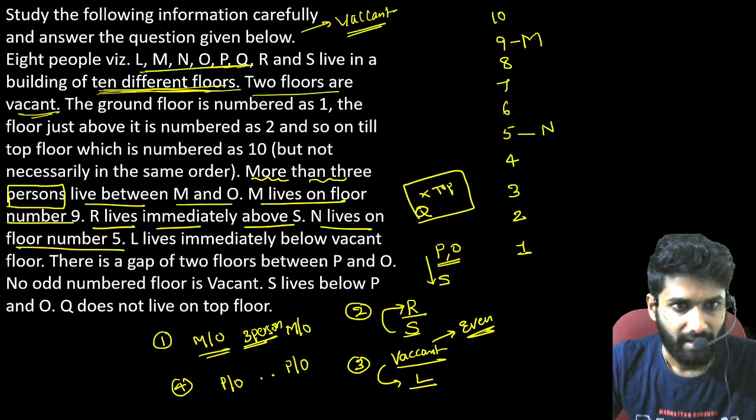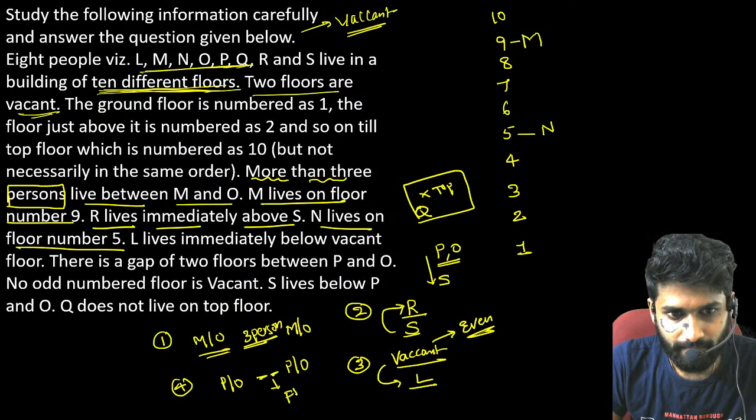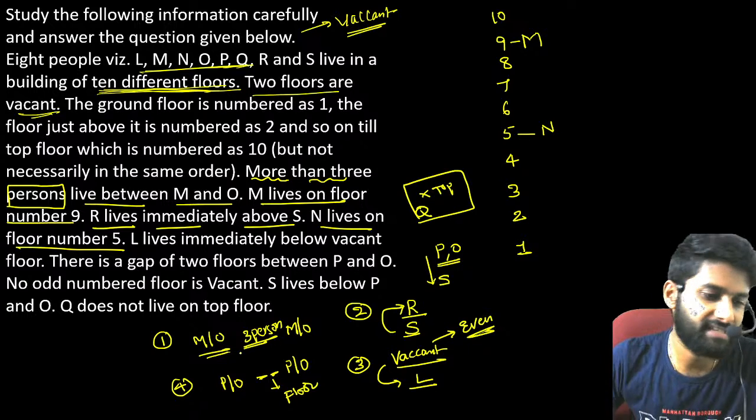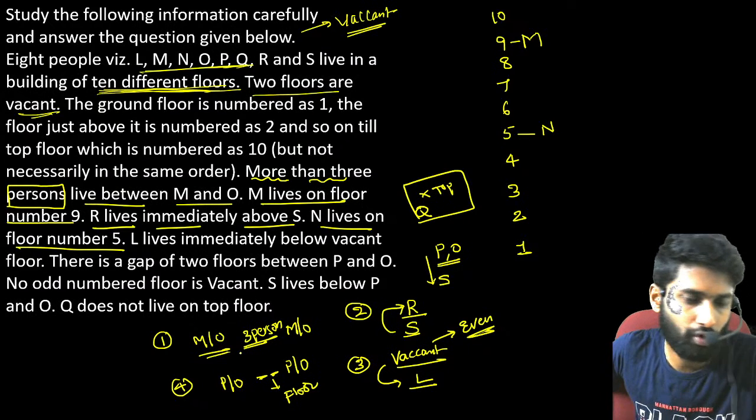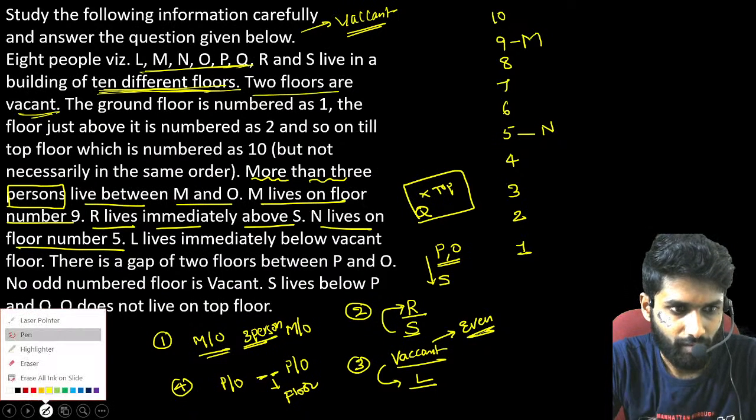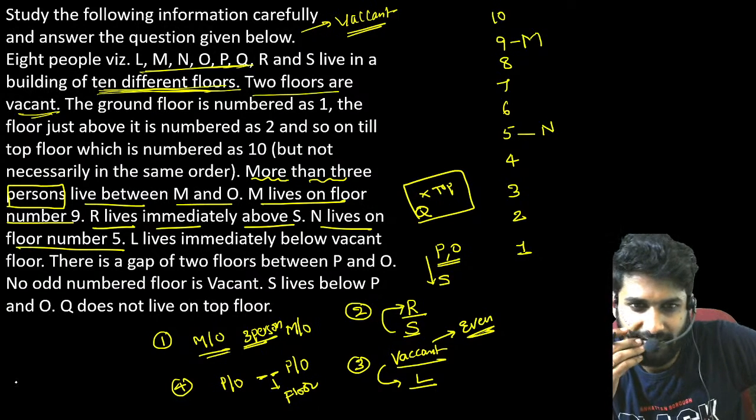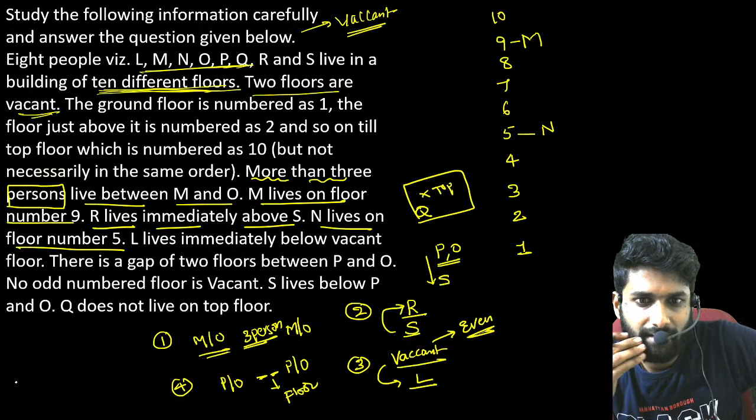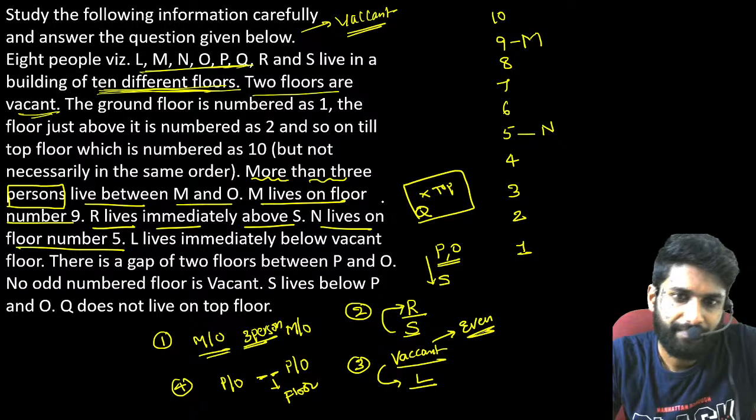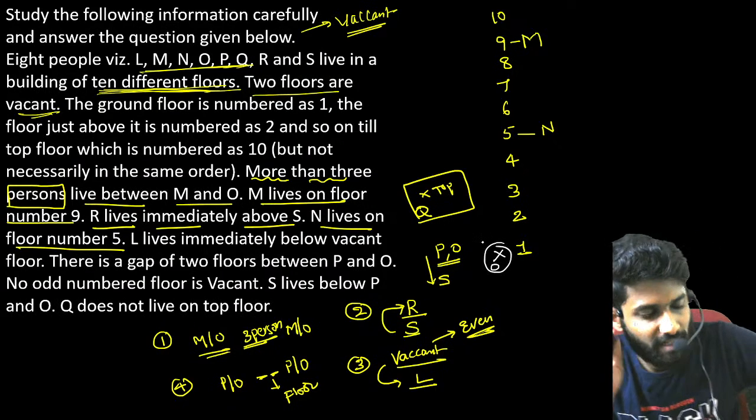Here, these statements refer to floors, while the first statement deals with the persons. Keep it in mind, those are completely different. Now just go through the possibilities. Which one is suitable for us? Now, there is a gap between P and O. First of all, we cannot place O on the bottom floor. That is the first important point.